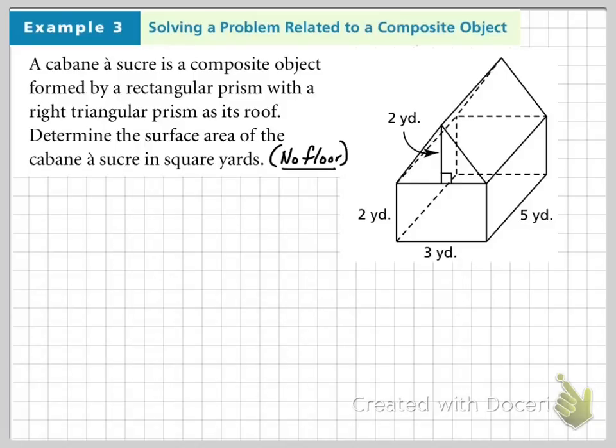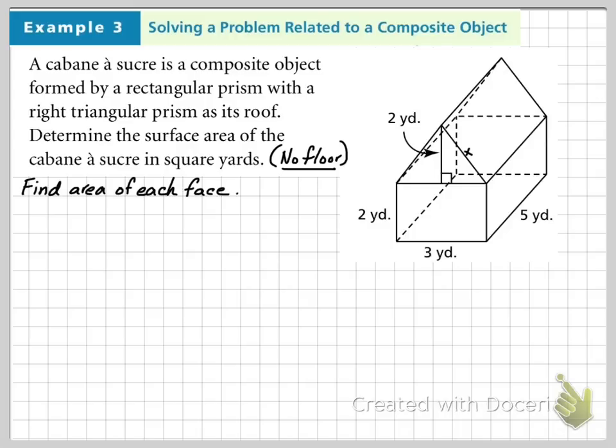In our last example, we're solving a problem related to a composite object. It says a cabana is a composite object formed by a right rectangular prism with a triangular prism as its roof. Determine the surface area in square yards. This one is going to have no floor, just because in the book it doesn't have a floor when you look there. So we're going to find the area of each face.